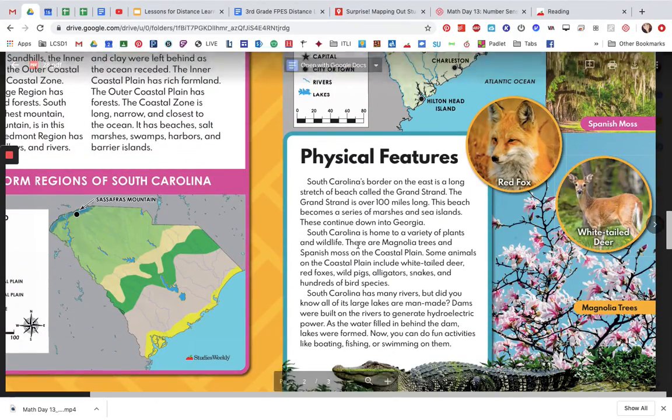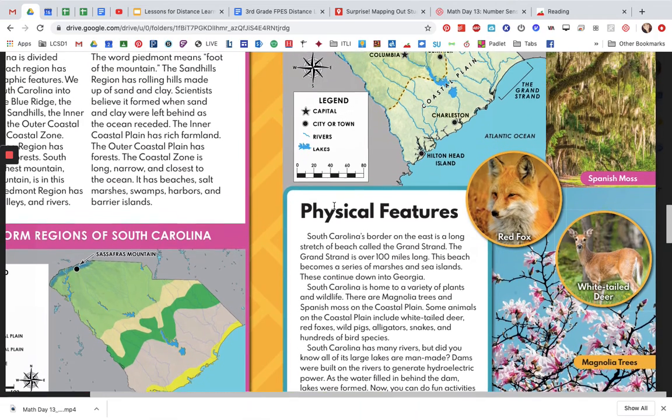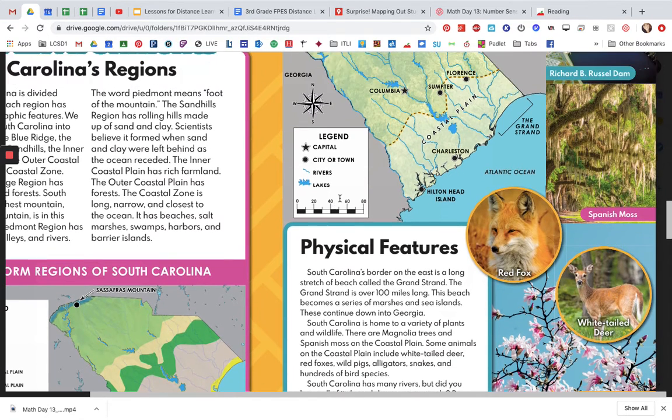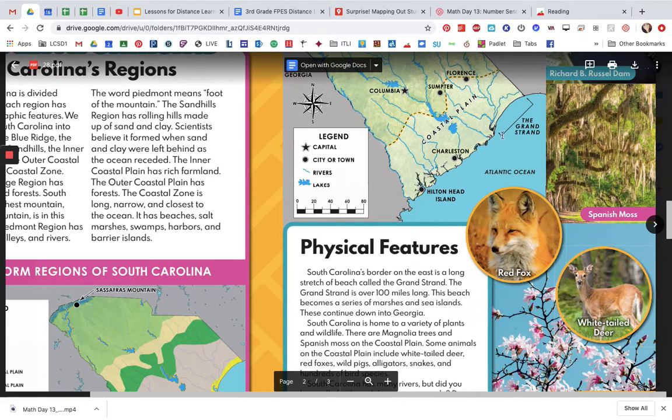Physical features. South Carolina's border on the east is a long stretch of beach called the Grand Strand. The Grand Strand is over 100 miles long. This beach becomes a series of marshes and sea islands. These continue down into Georgia. So you can see right here is labeled on the map the Grand Strand.